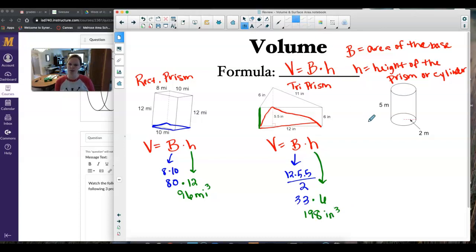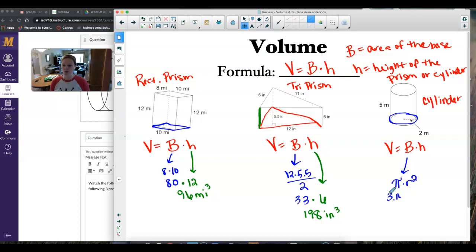Okay, last one for this video. The volume is area of the base times the height. This time we have a cylinder. So the base of this cylinder ends up being the circle. We need to find the area of the base, pi times radius squared. 3.14 times the radius is 2, so 2 squared. So let me put that in my calculator. 3.14 times 2 squared, we get 12.56.